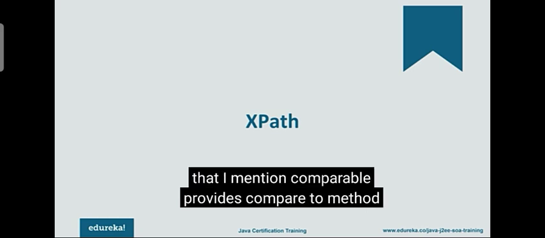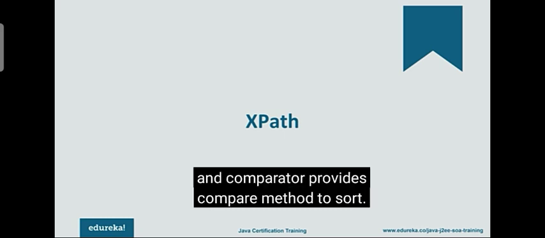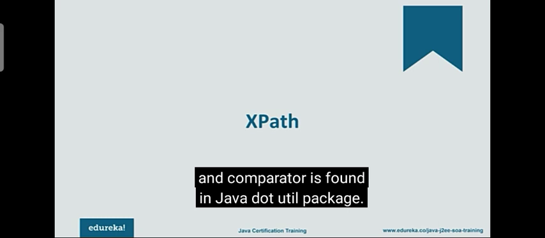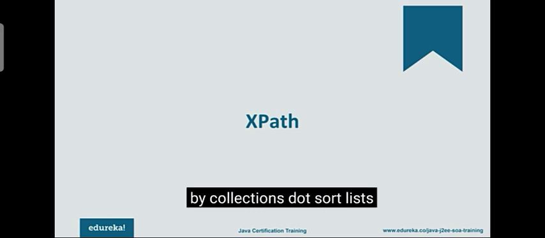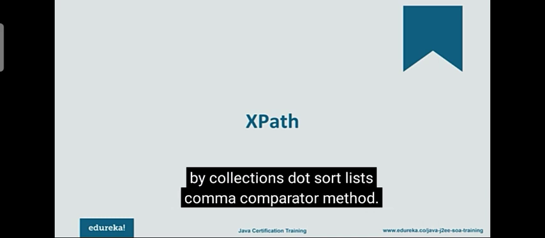Comparable provides the compareTo method to sort the elements, and comparator provides the compare method to sort elements. All right. Comparable is found in the java.lang package, and comparator is found in the java.util package. We can sort a list of comparable type by Collections.sort(list), and we can sort a list of elements of comparator type by Collections.sort(list, comparator) method.